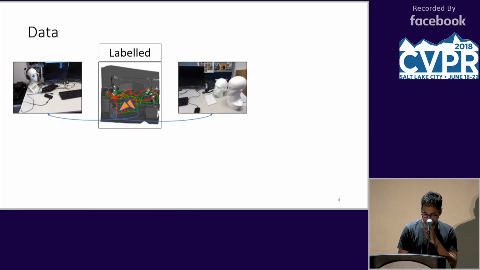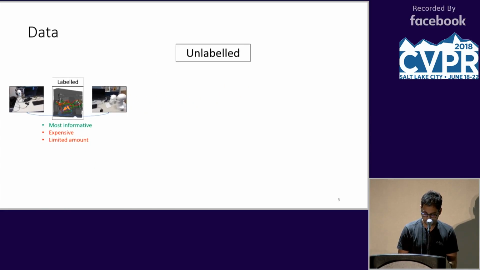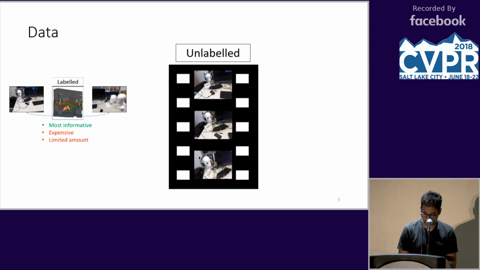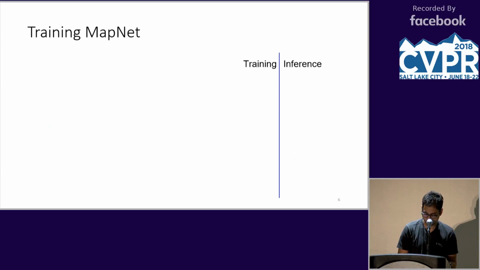All these algorithms need labeled data in the form of image-camera pose pairs, which is quite expensive to collect, so there's only a limited amount. On the other hand, unlabeled data, which is in the form of videos collected from the same scene, can be easily collected, and we have lots of that lying around. Unlabeled data is obviously less informative, but creatively using it can significantly improve performance. While some labeled data is always needed, the more unlabeled data you use, the better MapNet becomes.